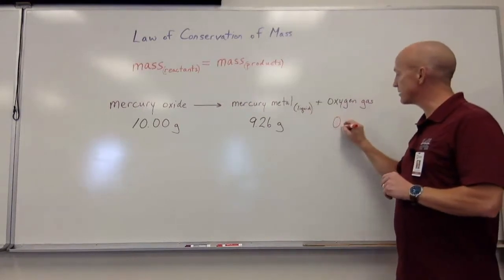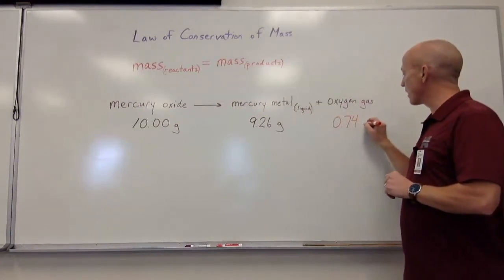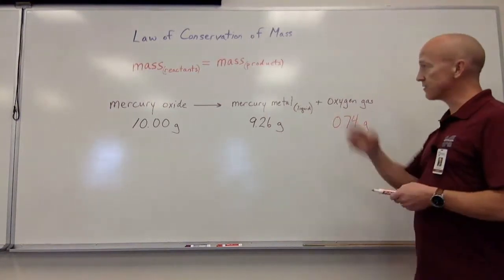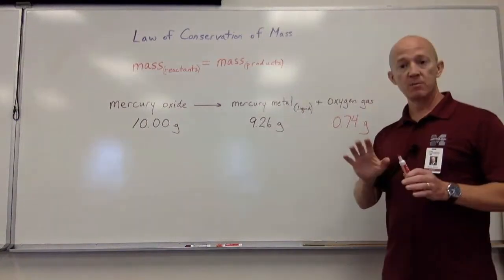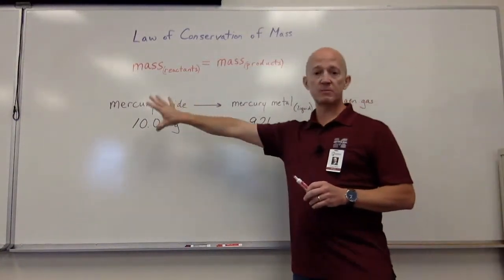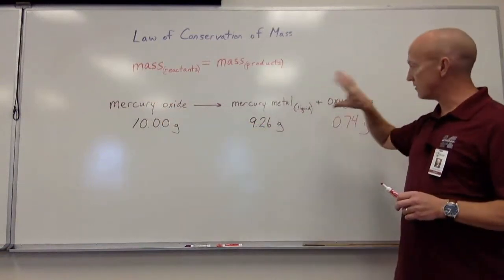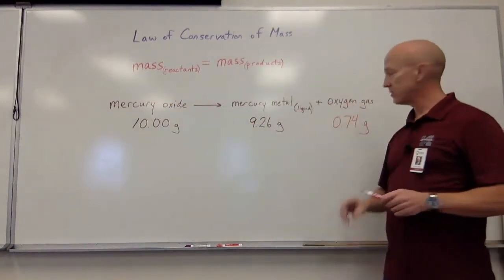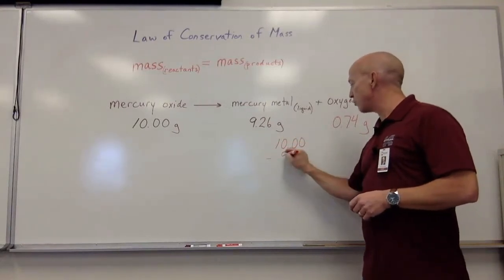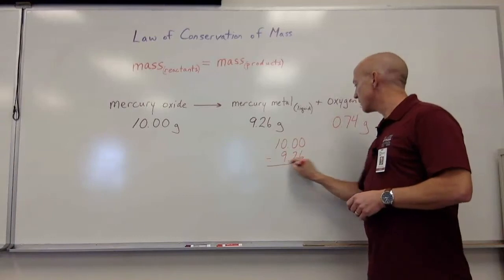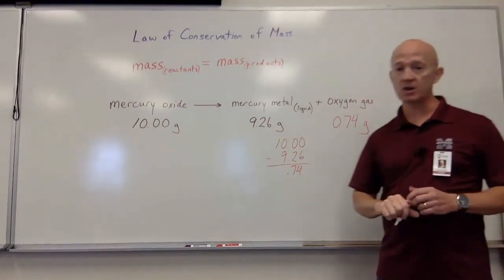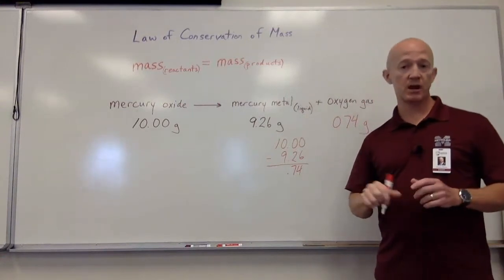The answer is 0.74 grams of oxygen gas. How do we know? Because of the law of conservation of mass. Remember, both sides must be equal. So if we have 10 grams on that side, we have to have 10 grams on this side. So 10 minus 9.26 gives us 0.74 grams. And that's how much oxygen gas we'll have in this reaction.